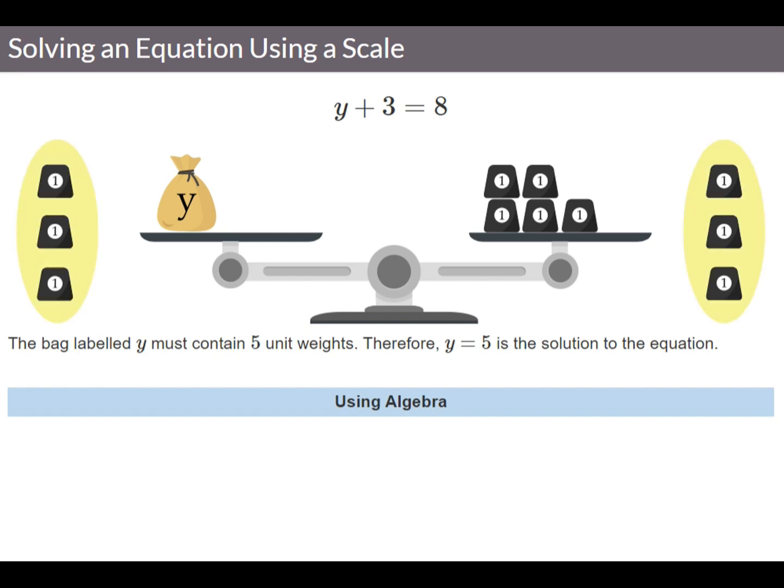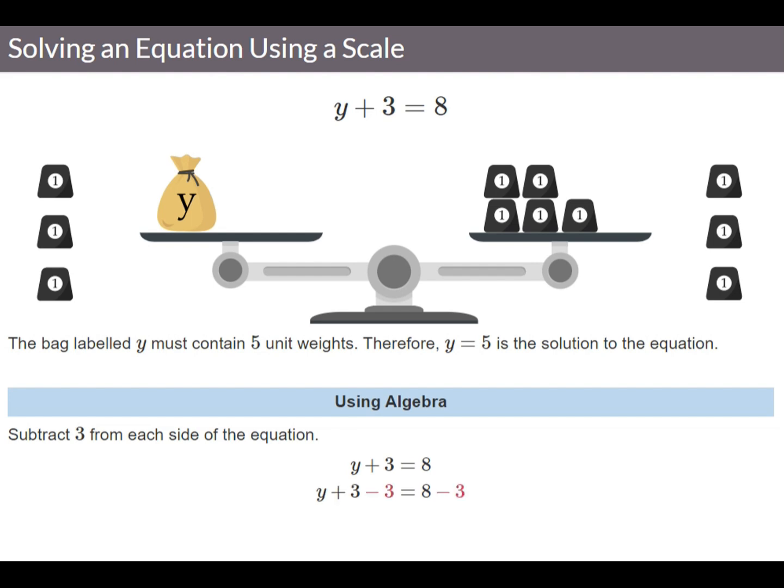On the scale, we removed 3 unit weights from each side. Numerically, we can subtract 3 from each side of the equation, and so y plus 3 equals 8 becomes y plus 3 subtract 3 equals 8 subtract 3.